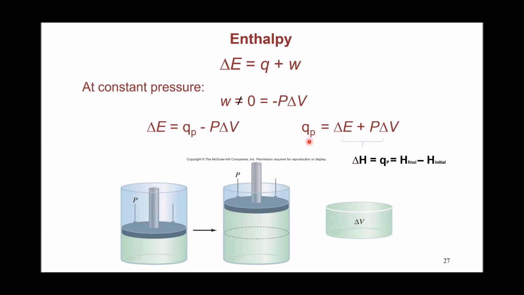So the heat transfer that you measure at constant pressure is not going to equal the change in internal energy. It's going to equal the change in internal energy plus the expansion compression work, which is the change in enthalpy for the system. So that introduces a new property for any system, which is enthalpy, which is another state function for the system. Being a state function means that the change in this property is going to be simply the difference between the final state of the system minus the initial state of the system.